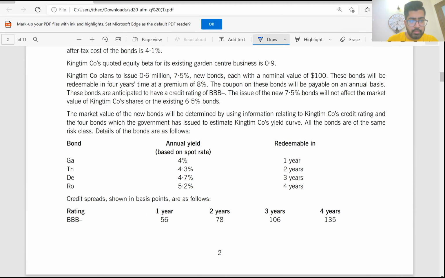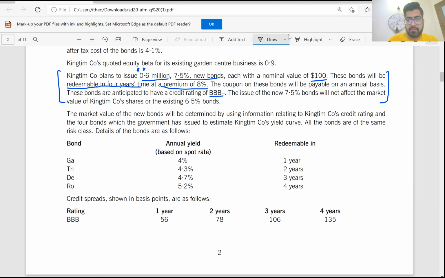This is the information about new bonds. KINGTIM plans to issue 0.6 million, 7.5% new bonds with a nominal value of 100. So 0.6 million is the number of bonds. That's not dollars. It's 0.6 million, 7.5% bonds with a nominal value of 100. Bonds will be redeemable in 4 years' time at a premium of 8%. Coupon will be paid on an annual basis. Bonds are expected to have a credit rating of BBB negative.